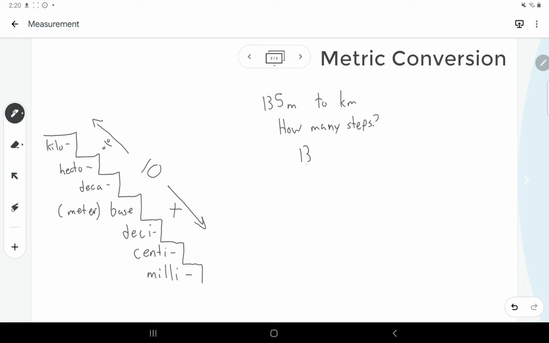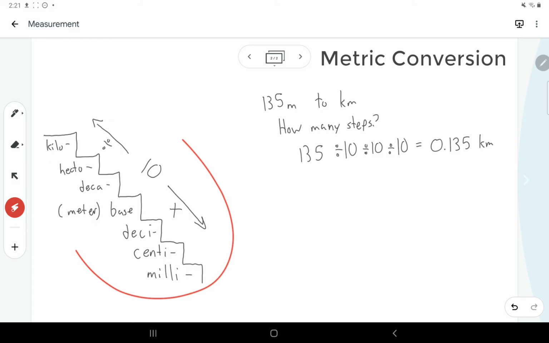So we start with 135, and then for every step we divide by 10. So there's 1 step, 2 step, 3 step. So 135 divided by 10, then divided by 10, then divided by 10. If you put that in your calculator, you'll get 0.135 kilometers. See, once we get this set up, it's so easy to do, right? But we'll do it again so we can see it again.